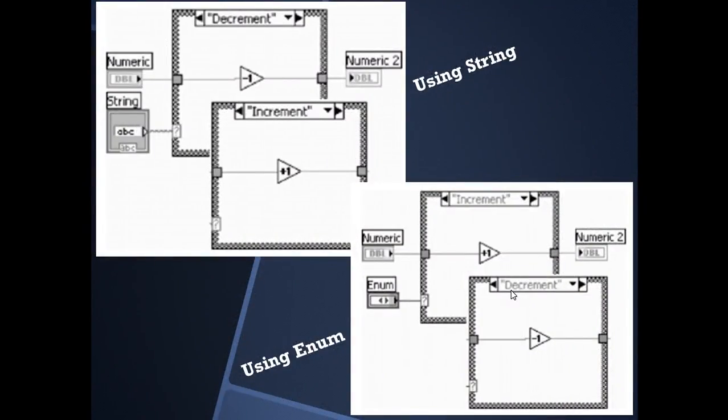And this is how the string and enum will look. In the string, we have to enter a particular name on the front panel. For enum, we declare the items in its properties. If we select from the drop down box on the front panel and choose any one of them, it will execute that subdiagram accordingly.